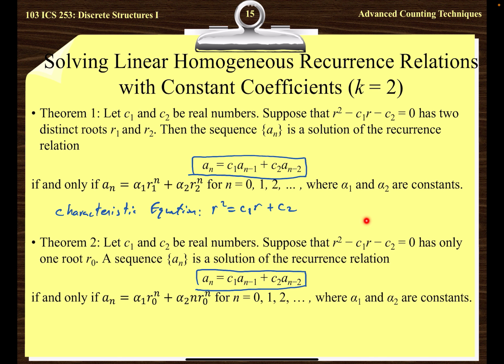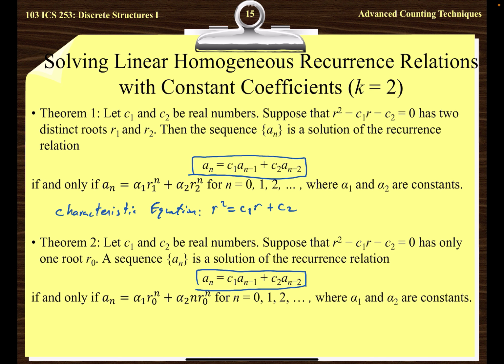So what is the difference between theorem 1 and theorem 2? The main difference is that theorem 1 deals with the case when the roots are distinct, are different. Since this is an equation of degree 2, you have two roots. If the two roots are distinct, theorem 1 will give us a specific solution. What is the solution? Well, the solution in that case will be, if R1 and R2 are the roots, alpha 1 R1 to the power n plus alpha 2 R2 to the power n.